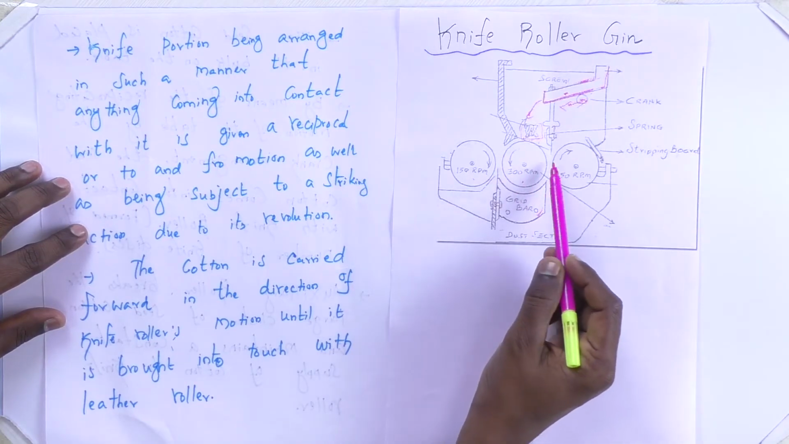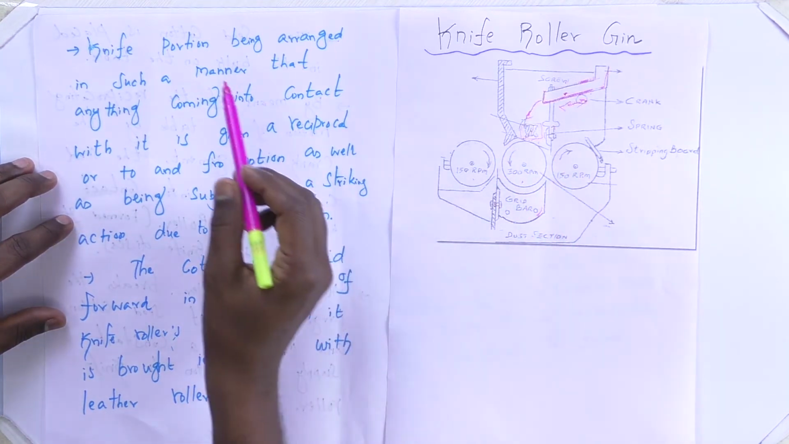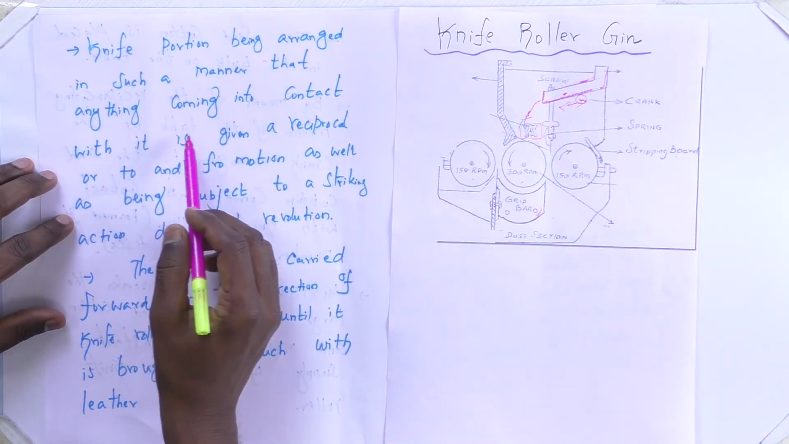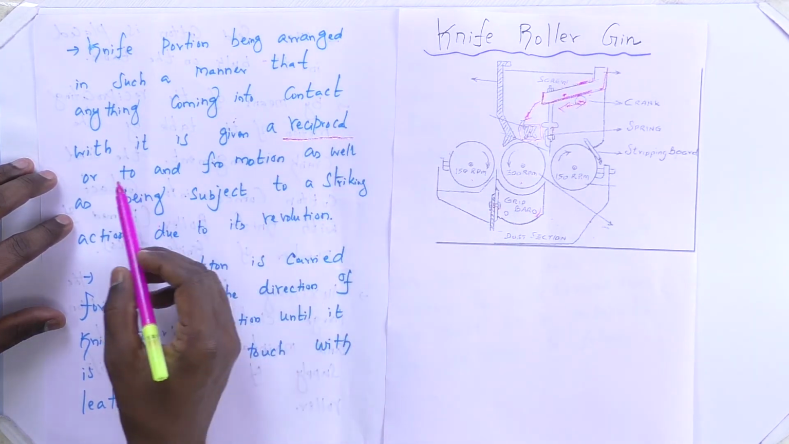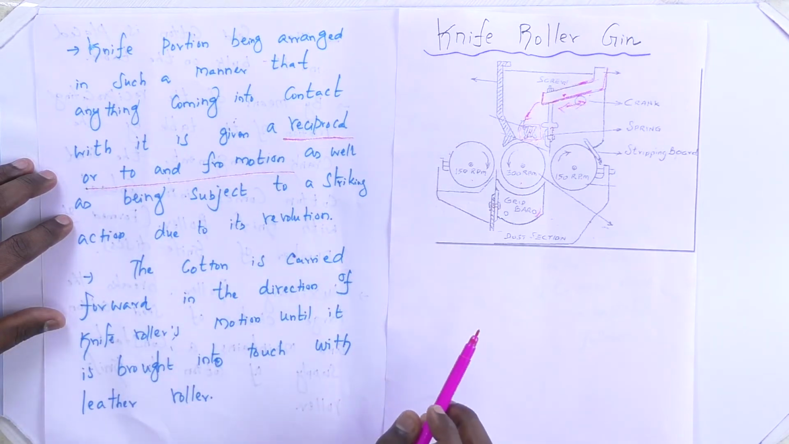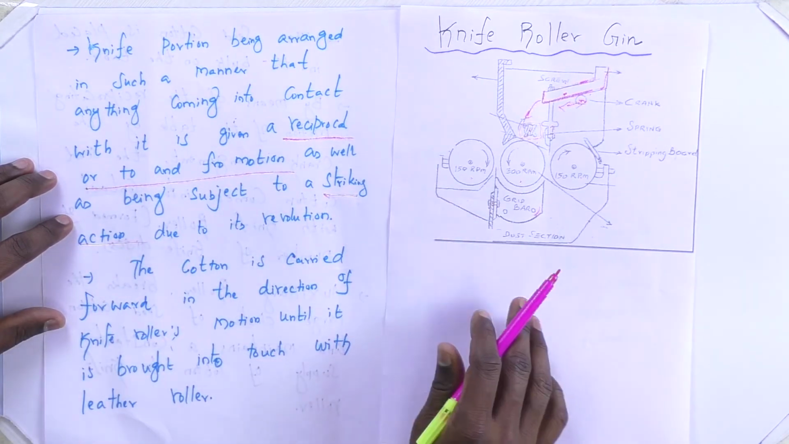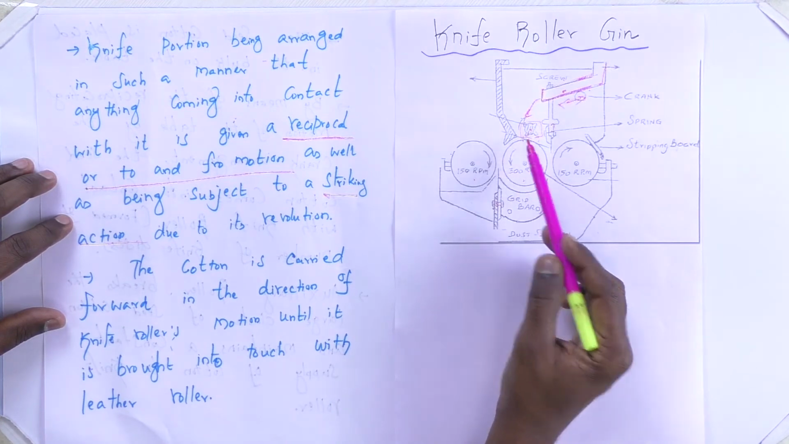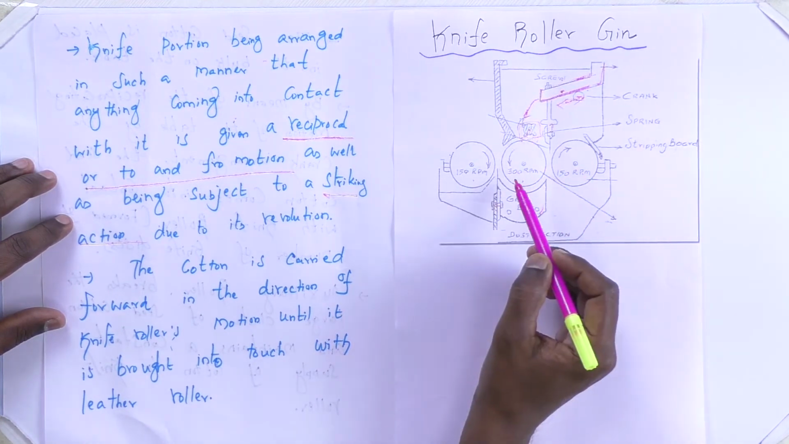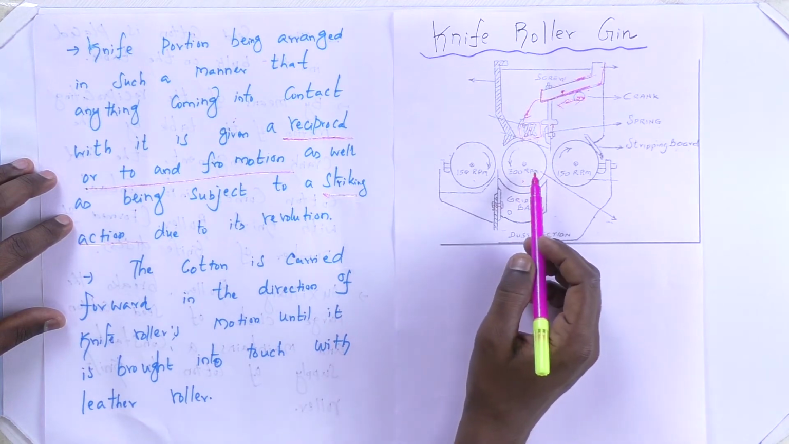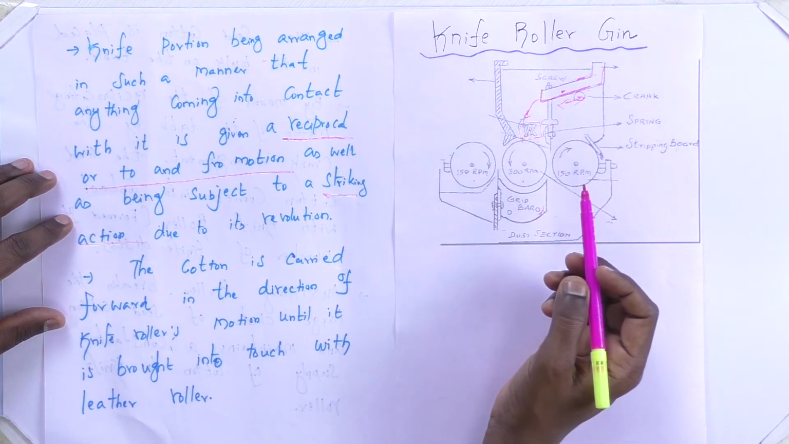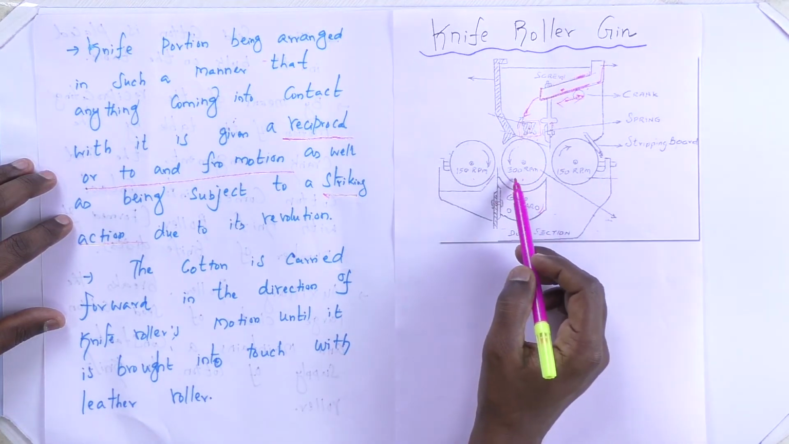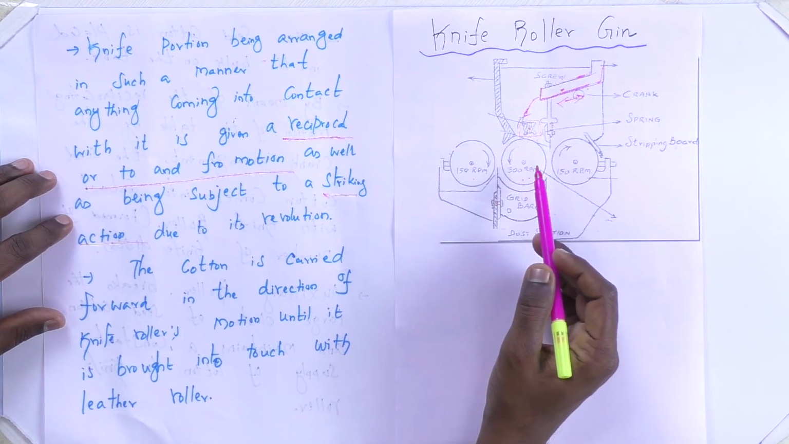The construction of the knife roller is the most important one. The knife roller portion is arranged in such a manner that anything that comes into contact with the knife roller is given a reciprocation or to and fro motion as well as being subject to a striking action, the action with pressure. So the seed cotton comes into contact with the knife roller. The high speed of the knife roller, 300 RPM, breaks the cotton and seed apart.